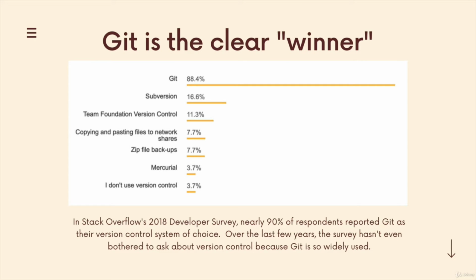It is the clear winner. If there ever was a version control system war, Git is clearly the most popular these days. This is the most recent data I could find from 3 years ago, the 2018 Stack Overflow Developer Survey. Nearly 90% of respondents reported that Git was their version control system of choice. And in the last few years, this survey has just stopped asking this question. It's abandoned it because it's just so clear. The number is probably more like 95% these days of developers that use Git.